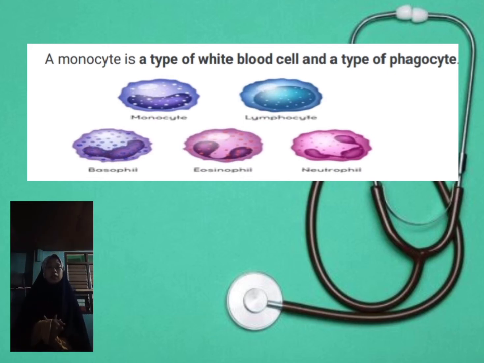Blood contains many types of cells: white blood cells, monocytes, lymphocytes, neutrophils, eosinophils, basophils, and macrophages. So these are the white blood cells. Red blood cells are the erythrocytes and platelets.